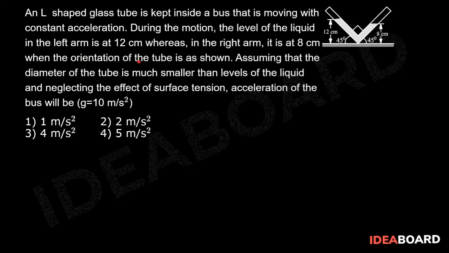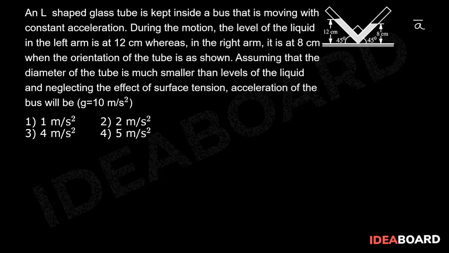When the orientation of the tube is as shown, assuming that the diameter of the tube is much smaller than the vessel of the liquid, and neglecting the effects of surface tension, the acceleration of the bus will be, where g equals 10 meter per second square. I am taking the acceleration of the body with which it is moving forward as a.